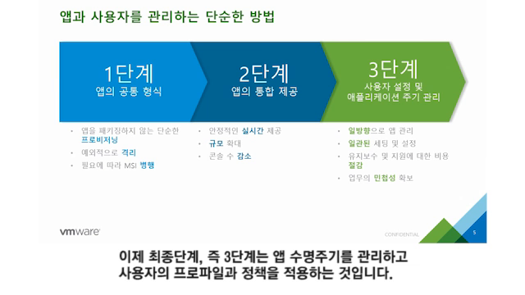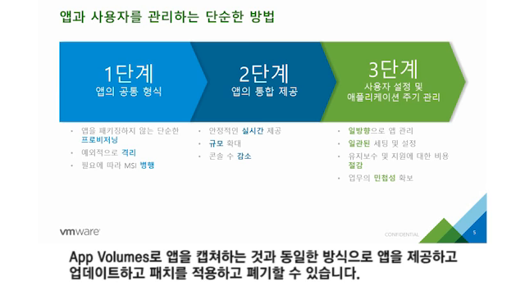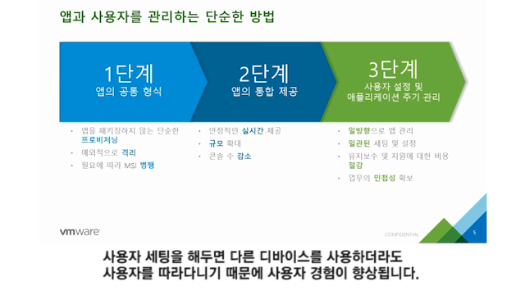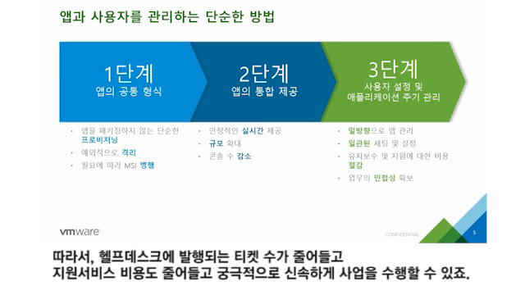Now, the final step, step 3, is completing the application's lifecycle management and enforcing user profile and policy. With App Volumes, IT delivers, updates, patches, and retires using the same capture method. User settings follow the end user from device to device for a superior user experience. And this in turn results in fewer help desk tickets, which reduces support costs and ultimately enables business agility.